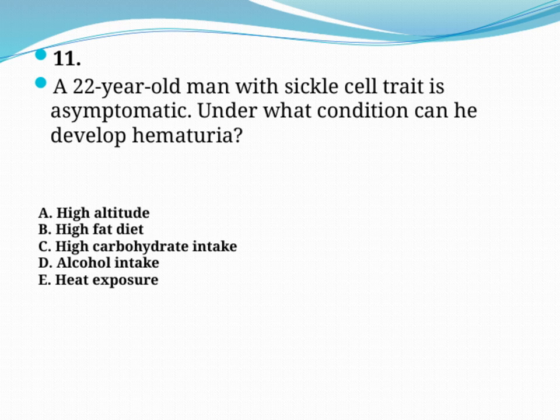Fourth, alcohol intake can cause dehydration and vasodilation, both of which may promote sickling and hematuria. Lastly, heat exposure can lead to dehydration, thickening the blood, and increasing the risk of sickling episodes in the renal microvasculature. So, in summary, these environmental and dietary factors, especially high altitude and heat exposure, are key triggers that can provoke sickling in the renal vessels and lead to hematuria in someone with sickle cell trait. Recognizing these risks helps us understand how external conditions can impact the clinical presentation, even in asymptomatic individuals.